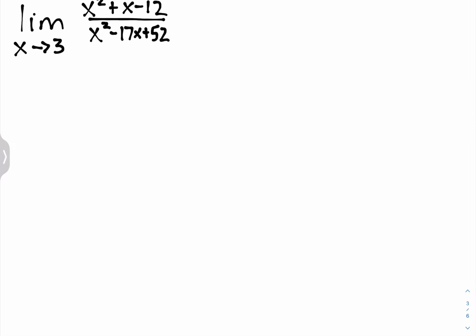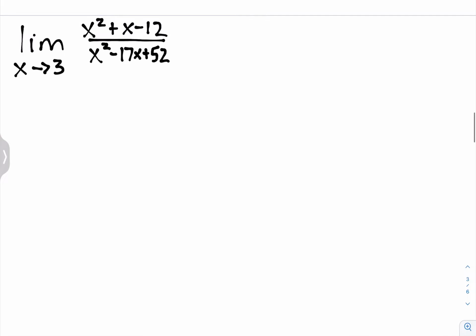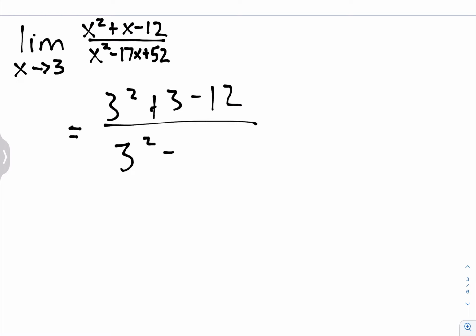Of x squared plus x minus 12 divided by x squared minus 17x plus 52. Okay, so for this one, let's see, if we were to plug in 3 for x, this would be 3 squared plus 3 minus 12 over 3 squared minus 17 times 3, that's going to be, what is that, 34, 51, so minus 51 plus 52.